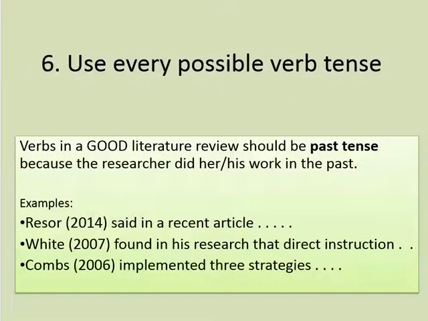Tip number 6, in a bad literature review, use every possible verb tense. Use them all. Use past, present, future, past perfect, future perfect. Never be consistent on your verb tenses. But if you want to write a good literature review, like the examples on the slide, then you will remember that all research studies were done in the past, and all authors of the articles wrote in the past, so the person that's writing a good literature review will use past tense correctly.